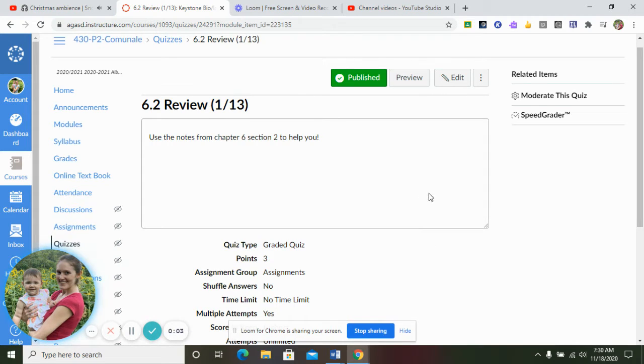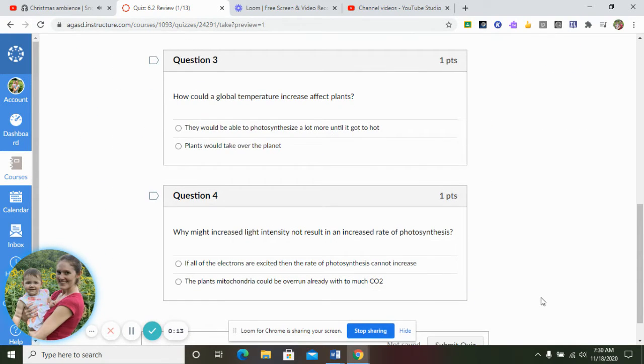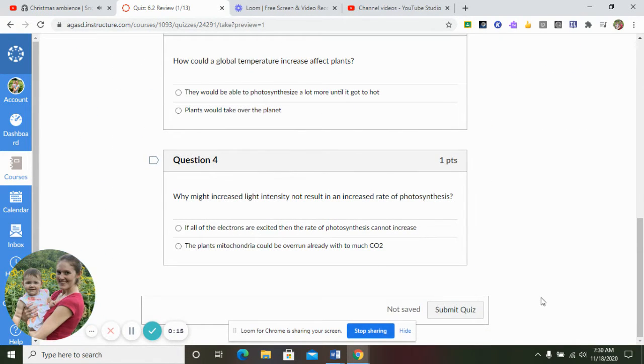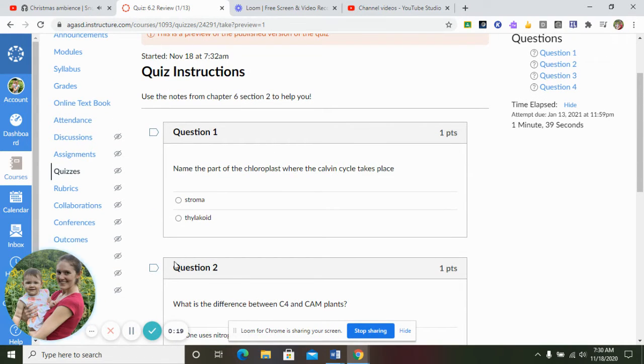Alright, guys, so we're going to do a little review from Chapter 6, Section 2. It's set up in a quiz style, and you just have a few questions to go through. They're multiple choice. I only gave you 2 answers. So the first one here, name the part of the chloroplast where the Calvin cycle takes place.